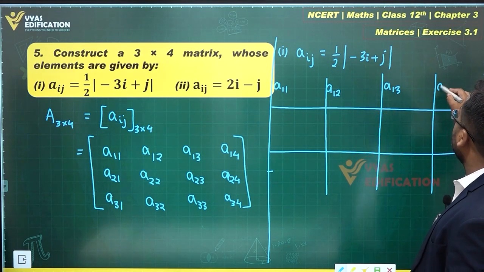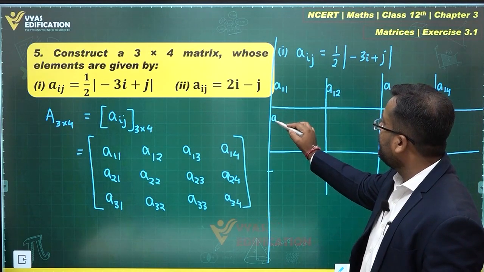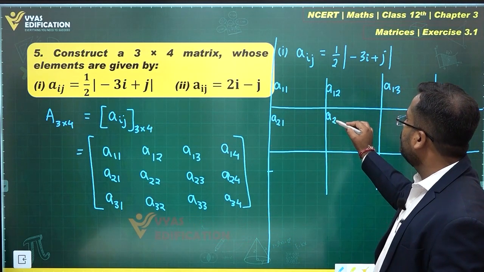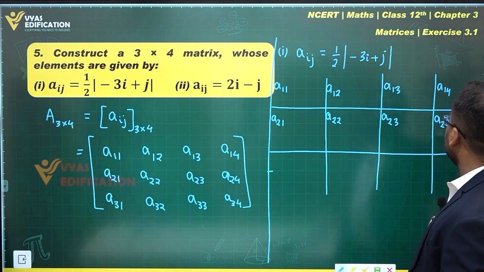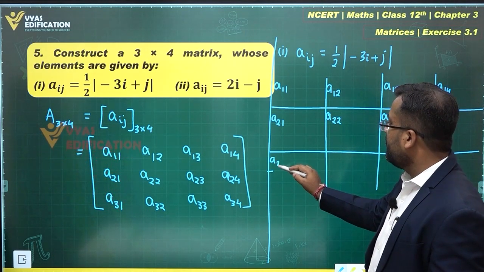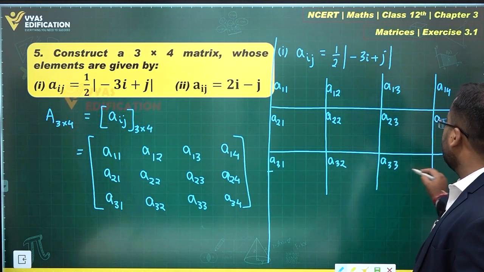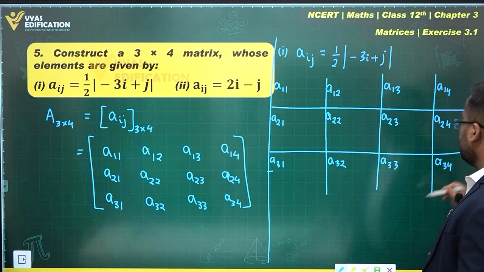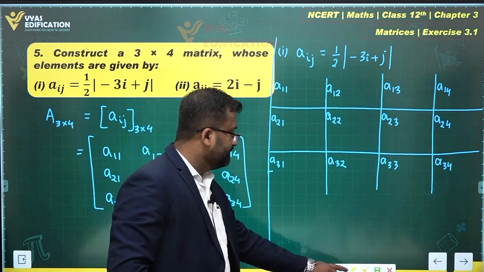A13, A14, right? What happens in this case? This is A21, A22, A23, A24. We'll solve each of these here. A31, A32, A33, A34. This is what we'll do, right? So let's try to solve each one.